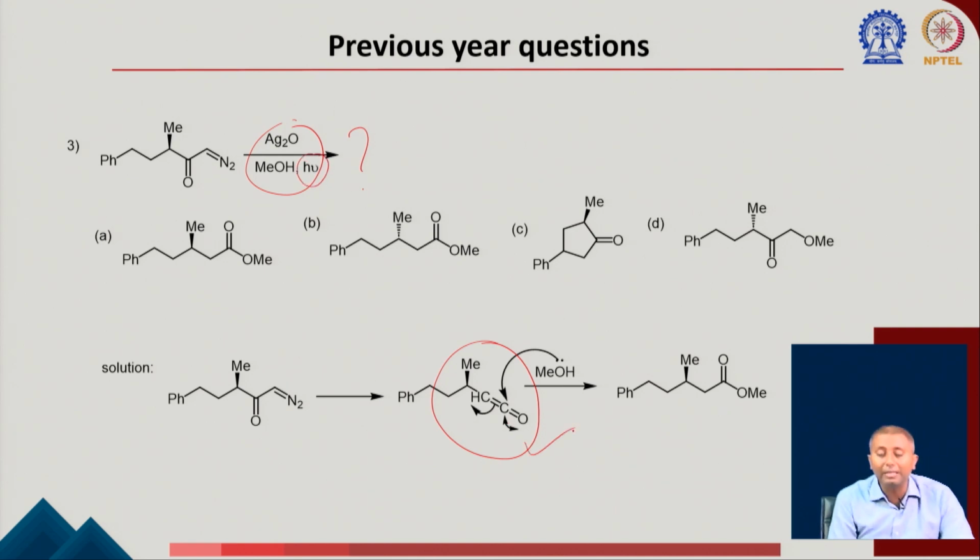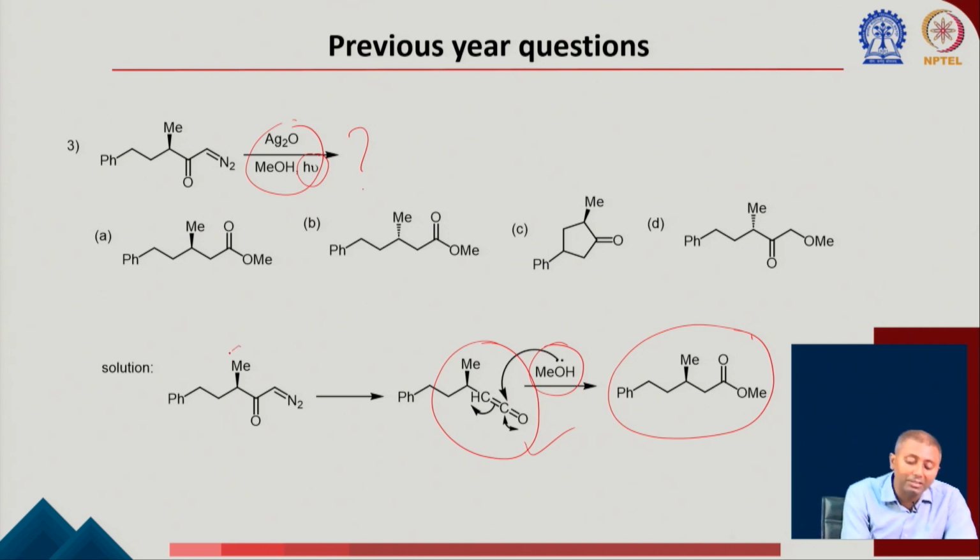Now once you have a ketene intermediate, if you treat it with methanol, it is going to attack this carbon to form the corresponding ester. So we look for an answer. One important thing is that this methyl stereochemistry will remain intact, because we are not doing anything on this particular stereocenter. So you have to look for an answer where the methyl stereochemistry remains. So that means this will be your right answer.